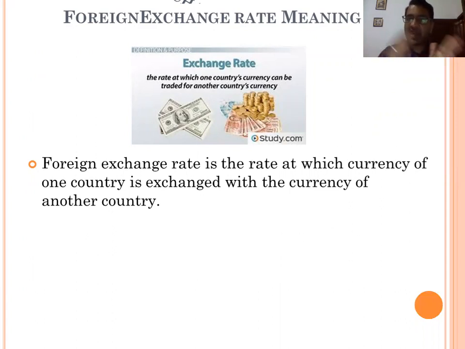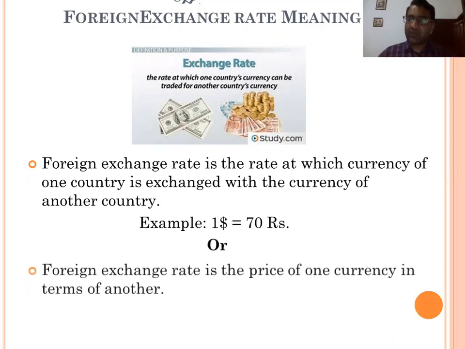Foreign exchange and foreign exchange rate are different things. Foreign exchange rate is the rate at which one country's currency exchanges with another country's currency. But foreign exchange is a reserve of foreign currency. For example, if $1 is equal to 70 rupees, it means to purchase $1 we need 70 rupees. The $1 equal to 70 rupees is the exchange rate.